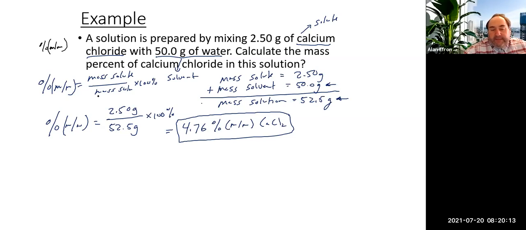So again, like I mentioned before, you want to really be careful, especially in these types of problems. It's very common, very much like this problem, that you're given the solute and the solvent information separate from each other. You want to make sure that you do add them together. Any questions on any of that calculation there?